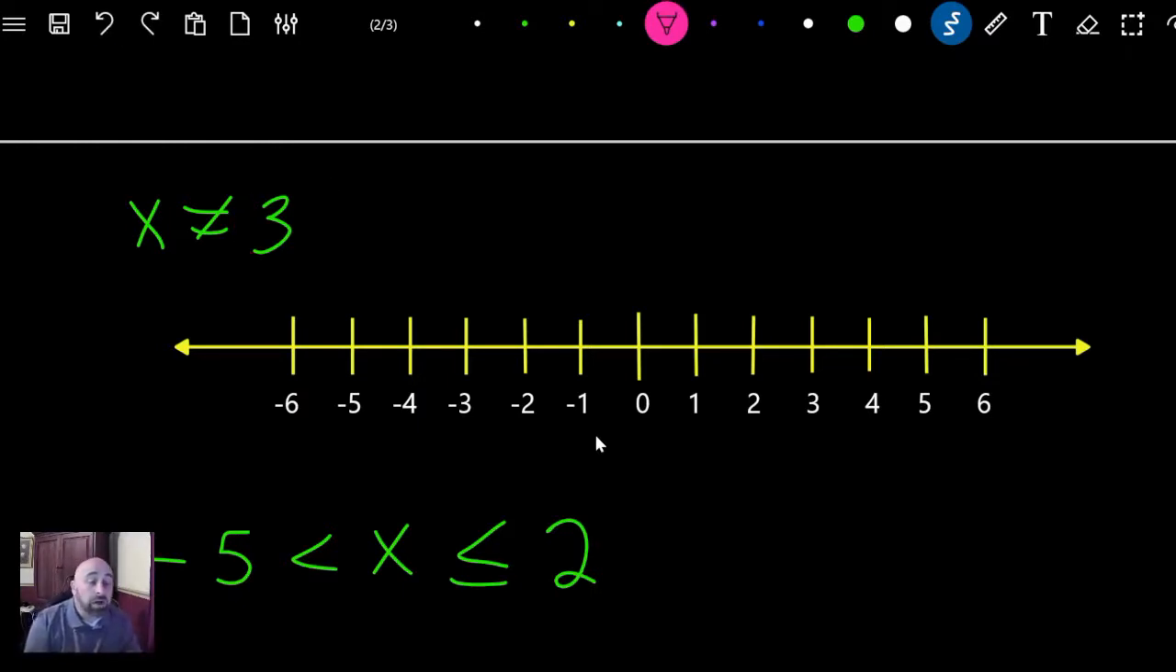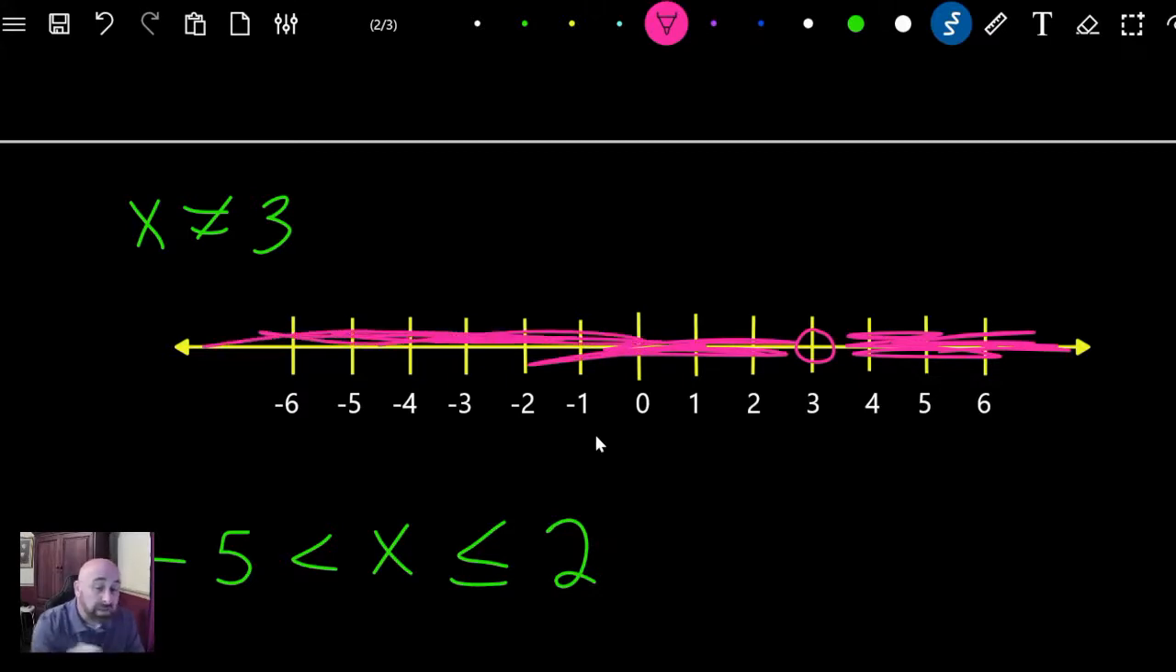All right, so the way that we would do this, we would just come down here to the number 3, and we would circle it. Is it included? No, it's not equal to, so we would not color it in. Now watch this. On these ones, we color in both sides.